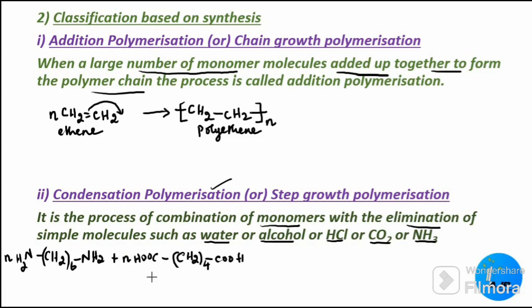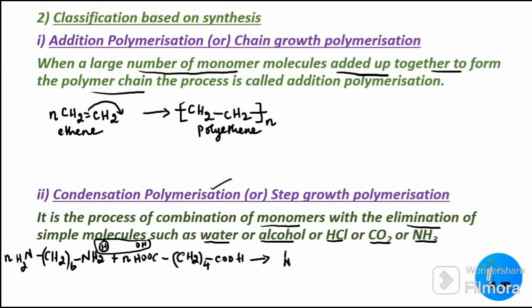Here there will be elimination of a water molecule: one hydrogen from the amino group and OH from the acid group will be eliminated. Likewise, on the other side, one hydrogen from the amino group and OH from another adipic acid molecule, there will be elimination of a water molecule. Likewise, with elimination of water molecules, finally we'll get nylon 6,6.